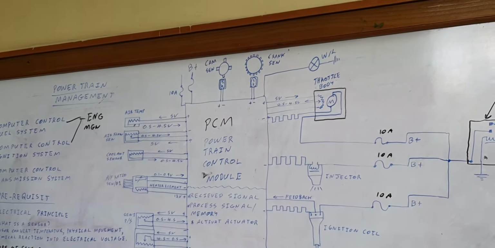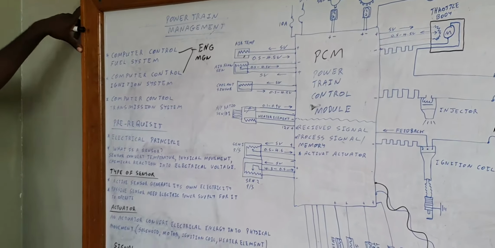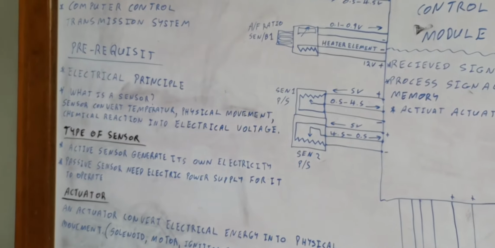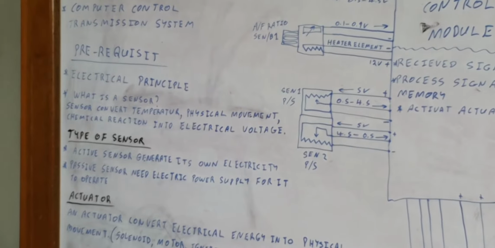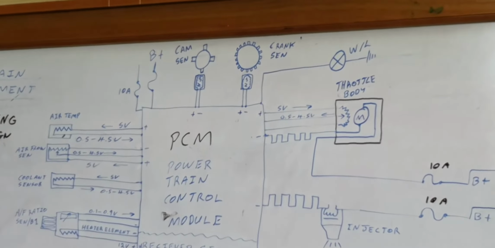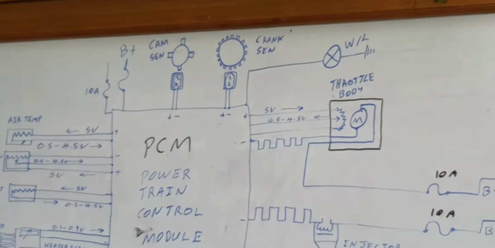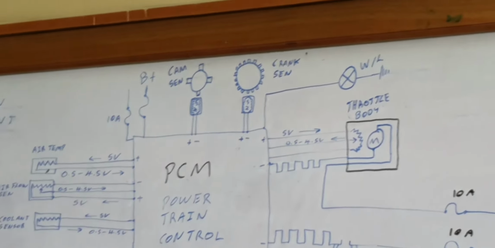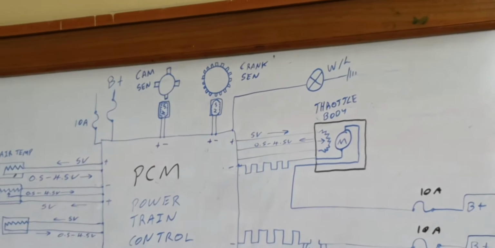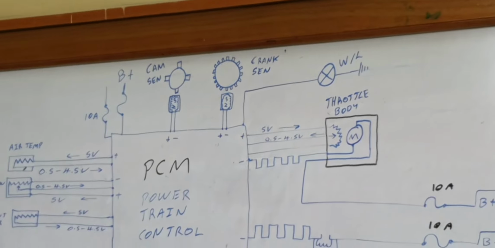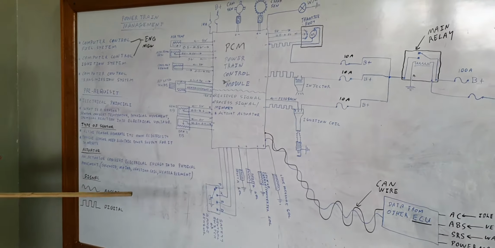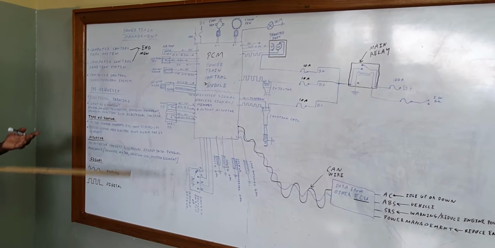What is a sensor? A sensor converts temperature, physical movement, chemical reaction into electrical voltage. So what does this cam and this crank sensor do? It will produce electrical voltage. What type of voltage, AC or DC? AC, because we are using magnetic induction. You have to apply the electrical principle that you learned. And if you don't understand it, you're not going to understand this.